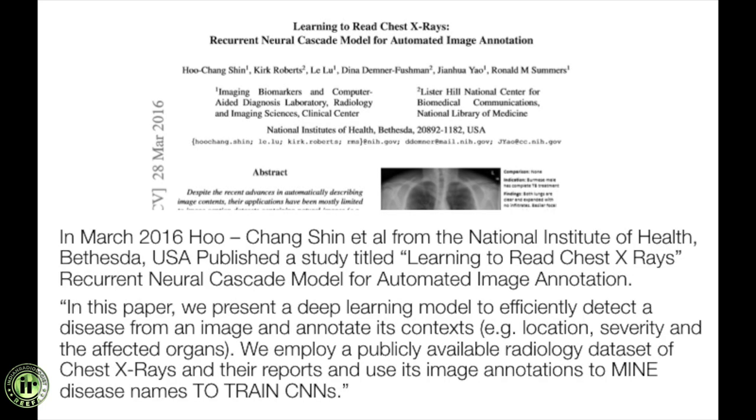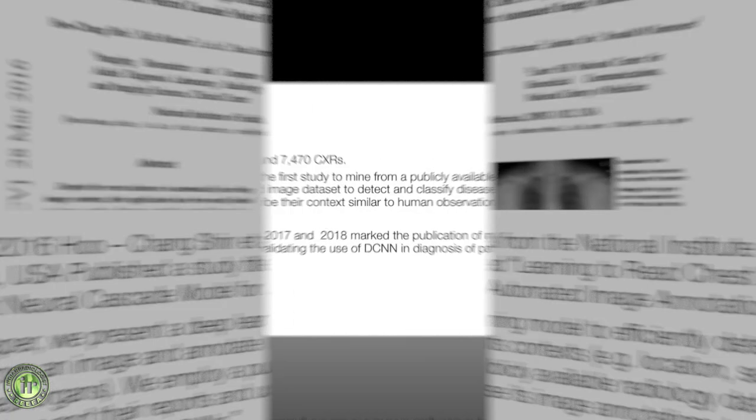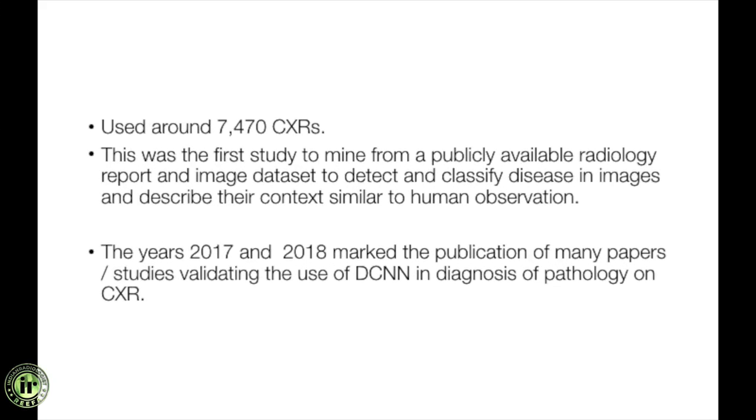So the next big step, please read this article, Learning to Read Chest X-rays, March 2016. Hu Changshen from NIH published a study, Learning to Read Chest X-rays. And I quote from this article, in this paper, we present a deep learning model to efficiently detect a disease from an image and annotate its context. We employ a publicly available radiology dataset of chest X-rays and the reports and use its image annotations to mine disease names to train the neural networks, unquote. Now, this study used around 7,000 plus chest X-rays.